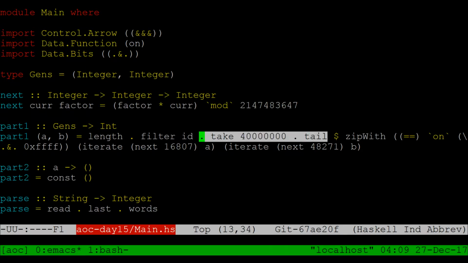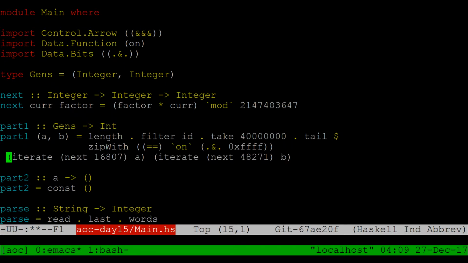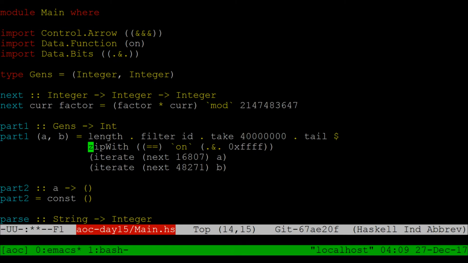We call this whole function on the result of calling zip with our zipping thing, but now we have to pass zip with its arguments explicitly. Iterate next of this value A, iterate next of this value B. It's all quite a bit clunkier.